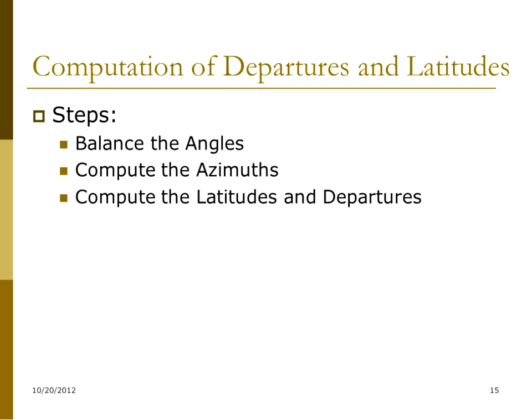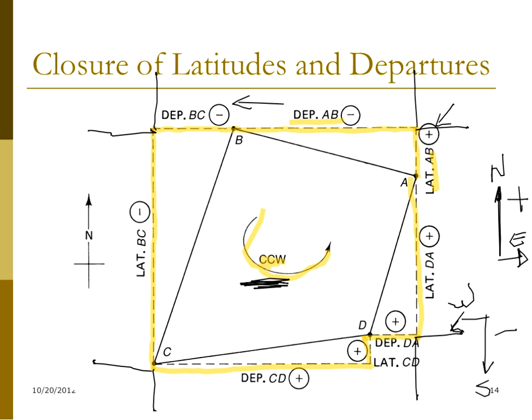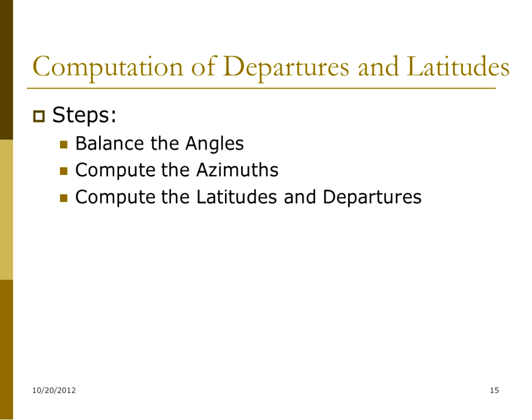So when we compute our departures and latitudes, we started out by balancing the angles. We then compute the azimuths of each segment around the traverse, and then we compute our latitudes and departures. Even though we perhaps balanced all of these interior angles so that they equal 360 degrees, you may also find that even when you do that, the sum of the departures and the sum of the latitudes do not equal 0.